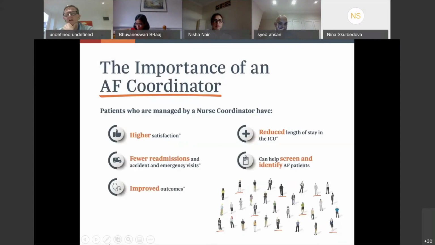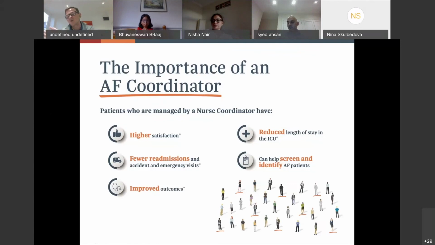And finally, there is data to show the importance of an AF coordinator in patients who are managed by, it does say nurse coordinator, but that's an American thing, it should be any coordinator. There's plenty of evidence to show that if you have a nurse or any other allied healthcare professional who can identify and lead these patients through the surgical procedure with AF, they do better. Particularly, there's a reduction in length of stay on ICU. And at the moment, as we know, there's been a horrendous amount of pressure on the ICU beds, and this is one way that could potentially help reduce that pressure. There are fewer readmissions as well, and improved outcomes in these patients.